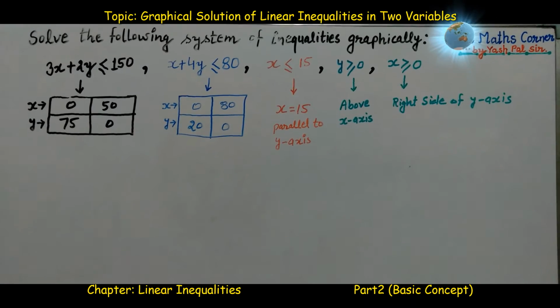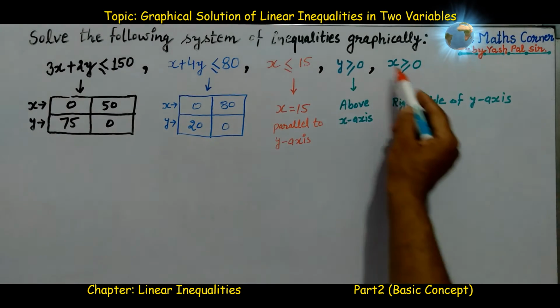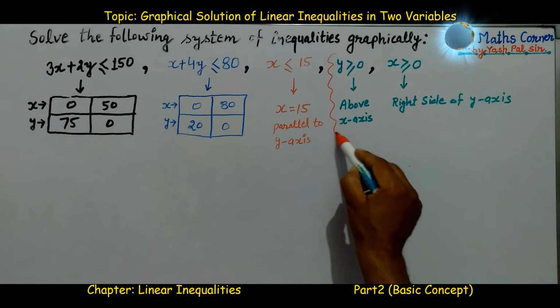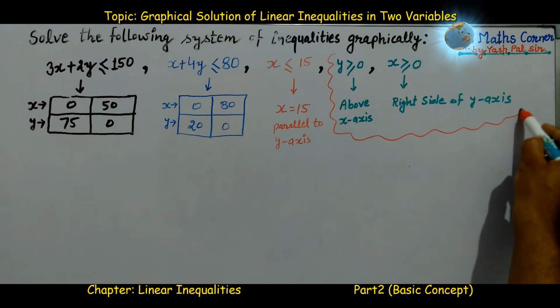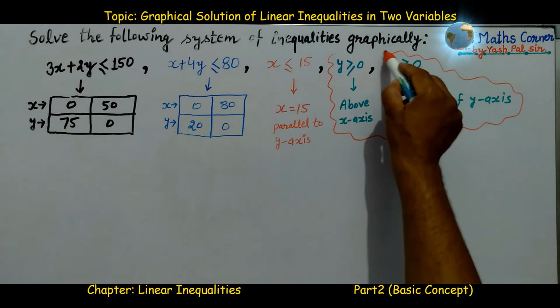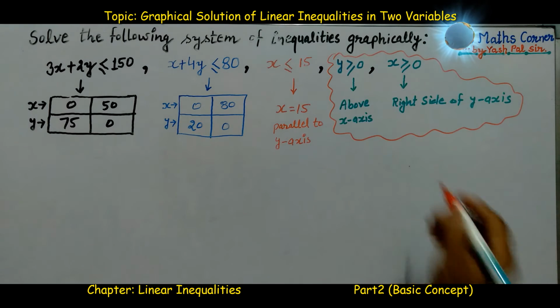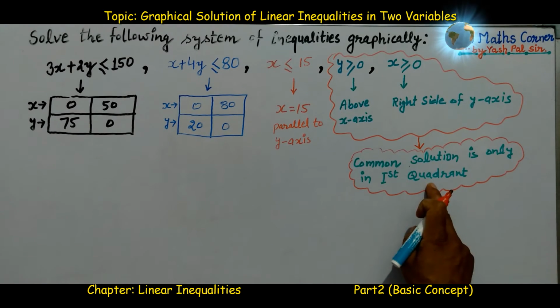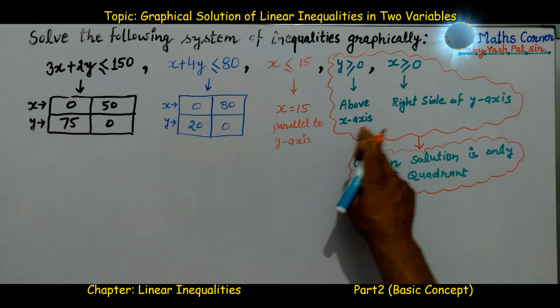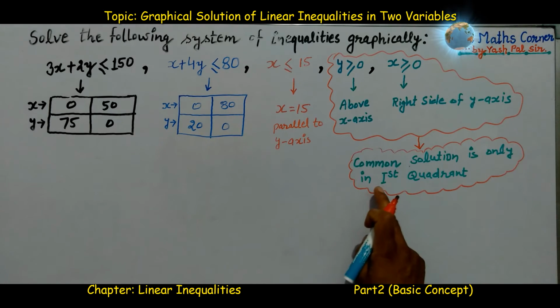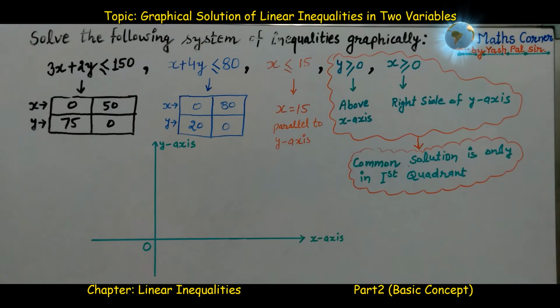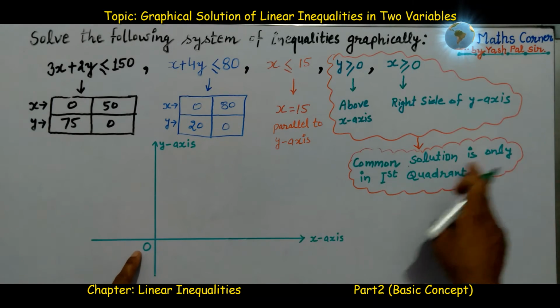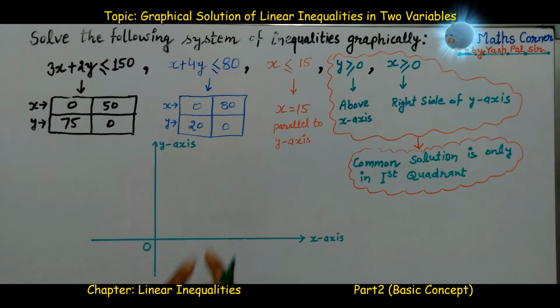Now very interesting, if we combine the results of these two inequalities, that is, y is greater than or equal to 0 and x is greater than or equal to 0, the common solution is only in the first quadrant. Above the x-axis, right side of the y-axis, it means first quadrant. Now this is the Cartesian plane, x-axis, y-axis and origin. The common solution is only in the first quadrant, so only the first quadrant is focused here.